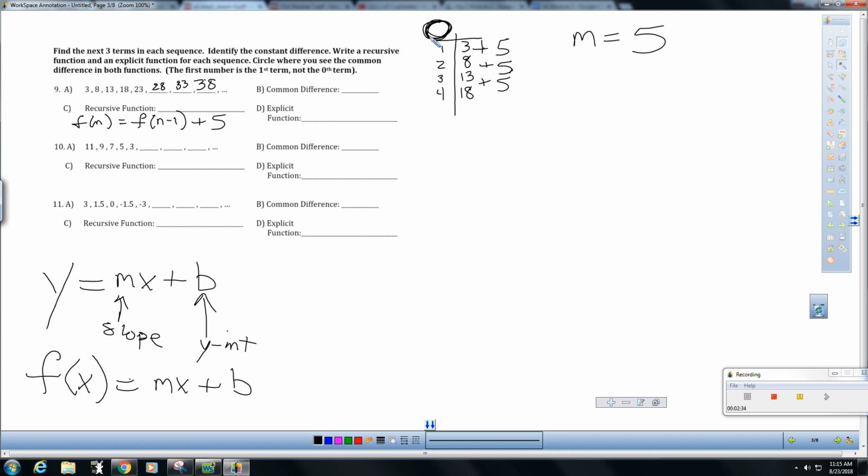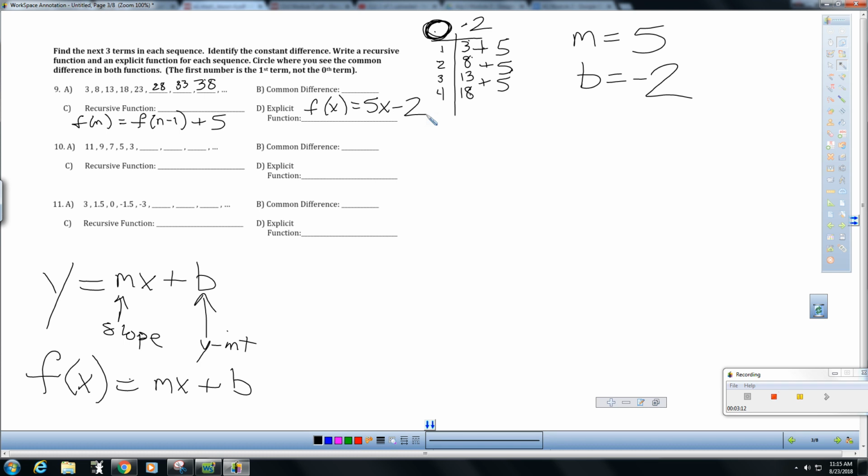So now follow the pattern. 4, 3, 2, 1, 0. 18, 13, 8, 3. Oh, we got to subtract 5 from 3. What do you get? Excellent. Negative 2. Okay? So what is negative 2? That is our b. So then what will our explicit function be? F of x, or n, it doesn't matter, equals 5x minus 2.